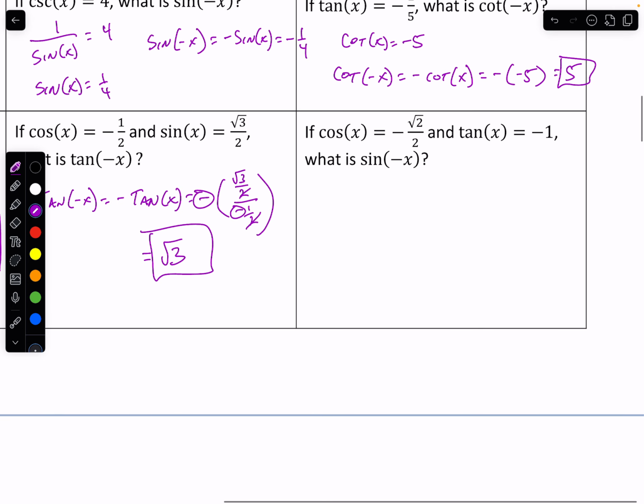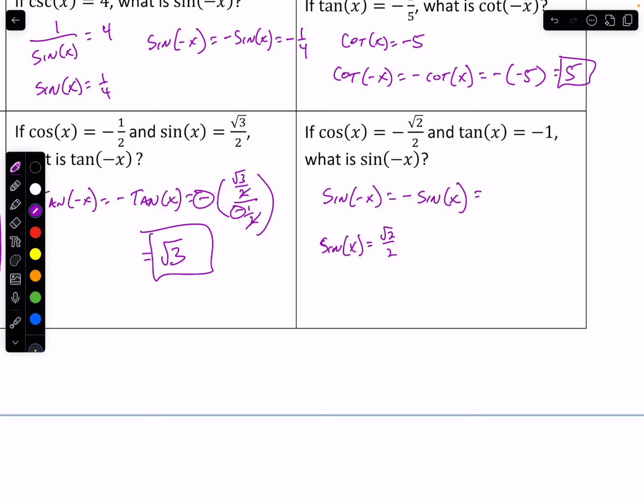Okay, over here we have what is sine of negative x. We know sine is an odd function. So sine of negative x is equal to sine, oops, it's odd, so we want negative sine of x. All right, and then can we figure out what sine of x is based on if we know cosine and tangent? I think we can. If tangent is -1 and cosine is negative root 2 over 2, that means sine has to be positive root 2 over 2.